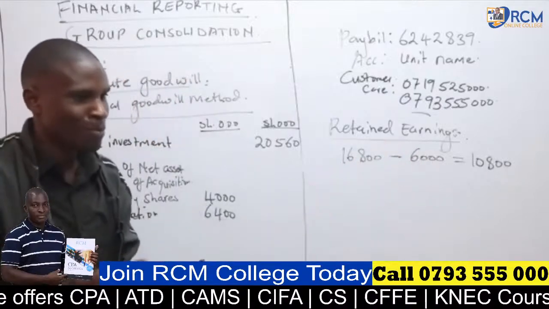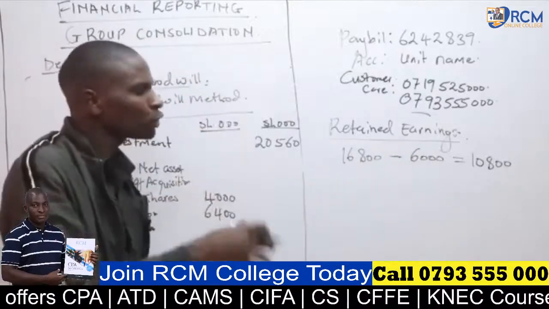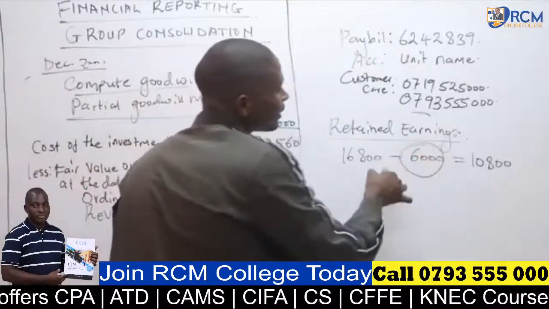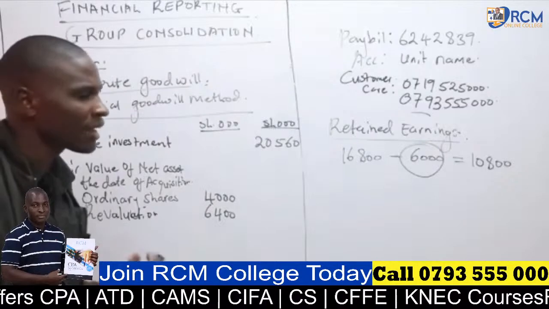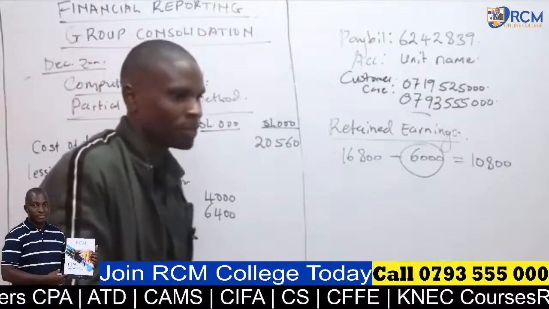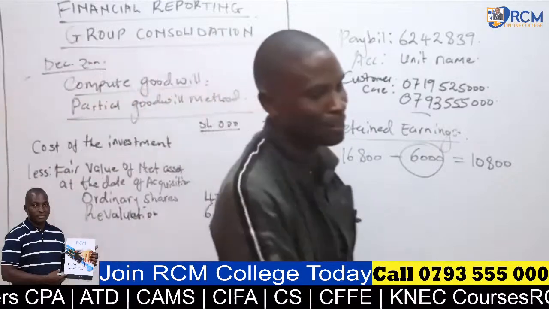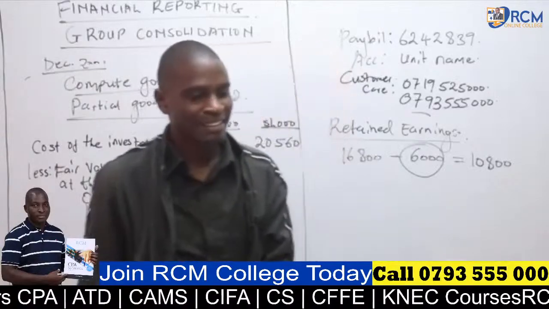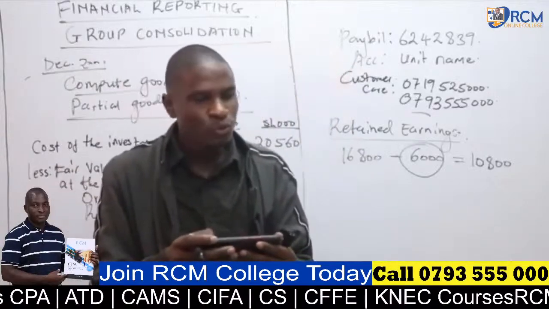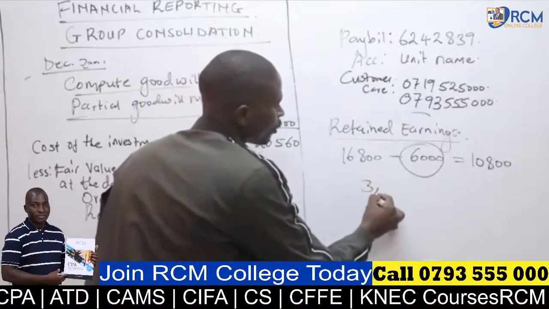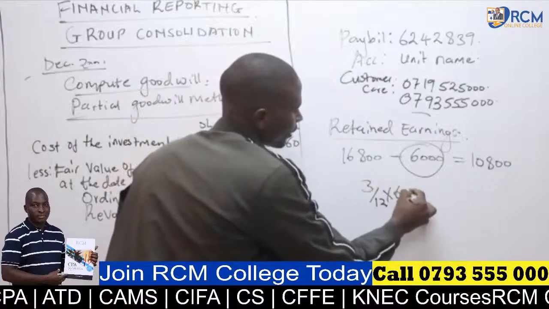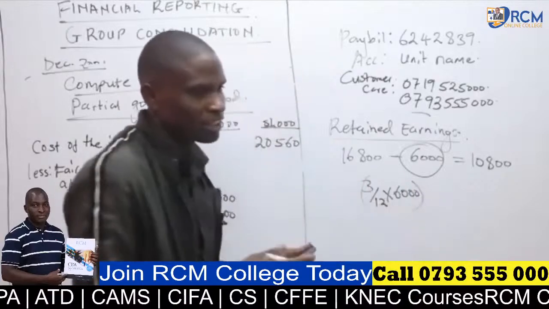But now there is a portion of this profit that my company, this is Rangi Limited, will have. Ni portion ya ngapi? There is a portion that these will have. Tell me 3/12 over 6,000 unapata nini? How much are you getting?